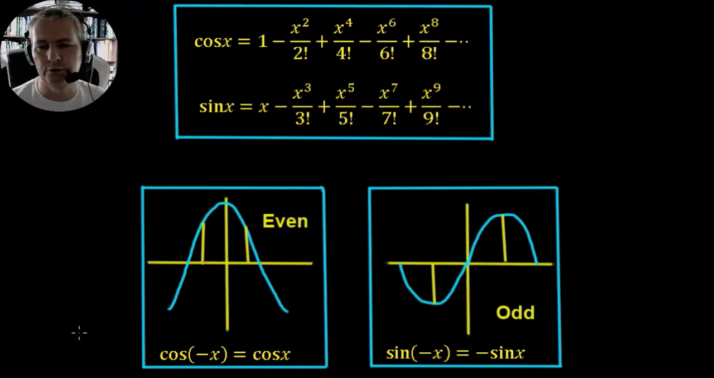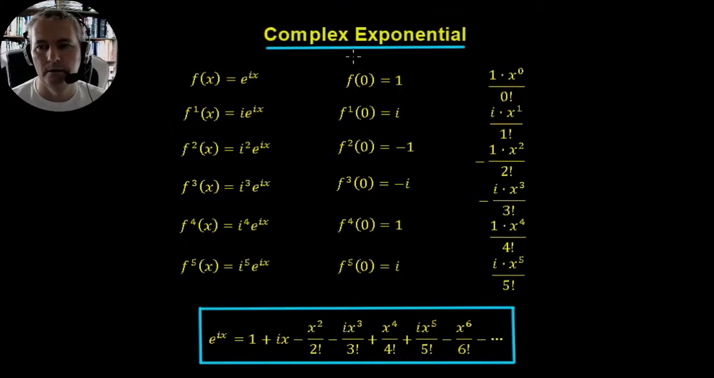So now what we're going to do is look at the Taylor series approximation to the complex exponential. That is an exponential which is raised to a complex power. So the complex exponential is given by e to the ix. Now if we were to differentiate this 1, 2, 3, 4, 5 times, we'll get these values here. So we'll get an i squared, i cubed, i to the 4 and i to the 5.